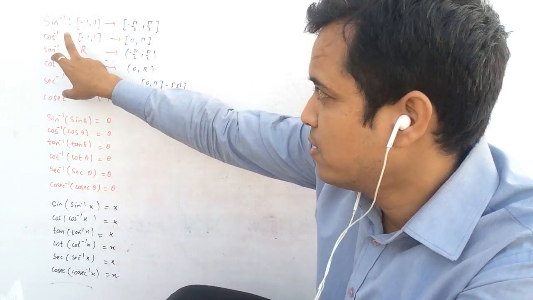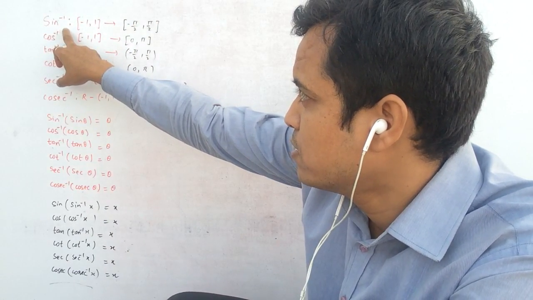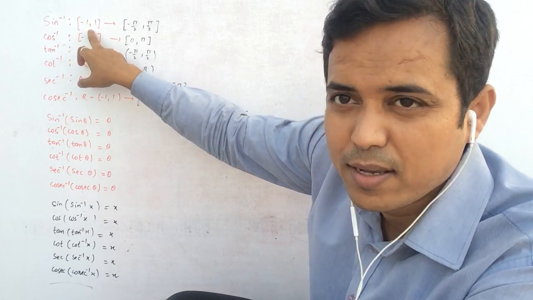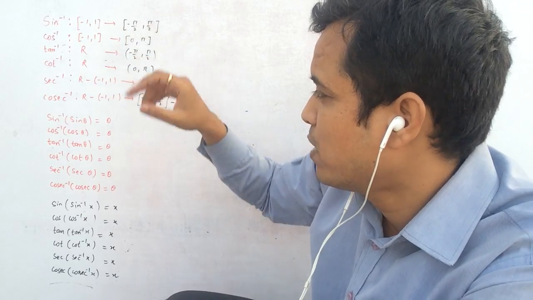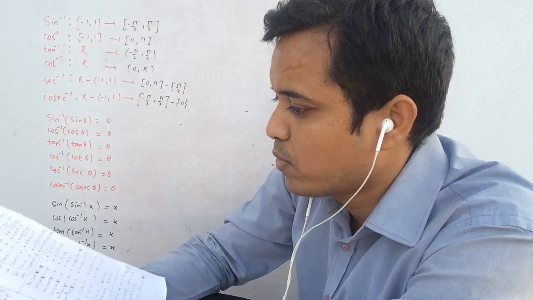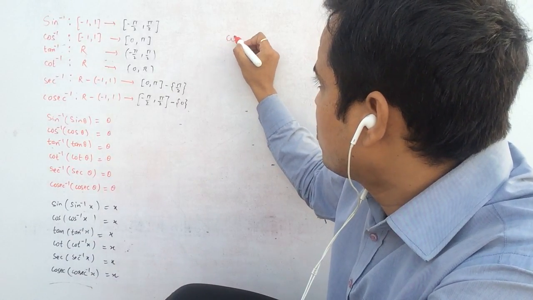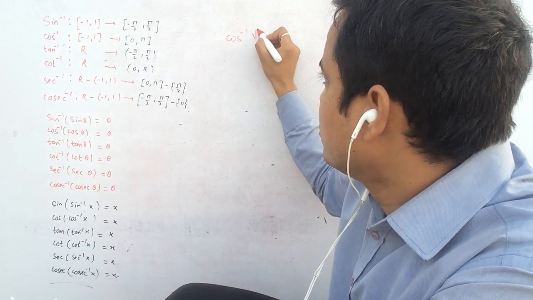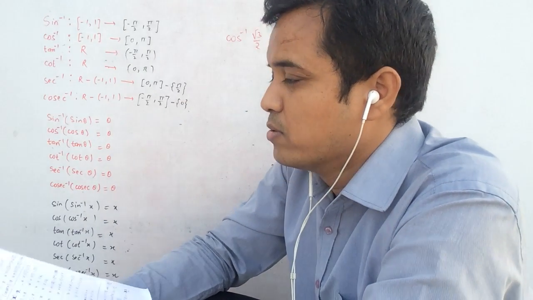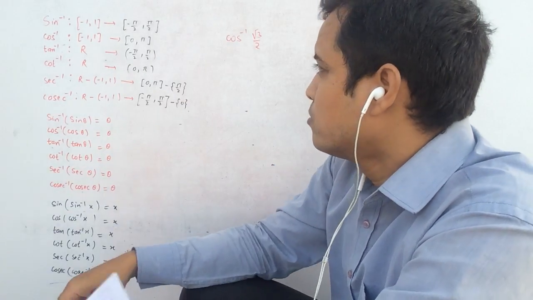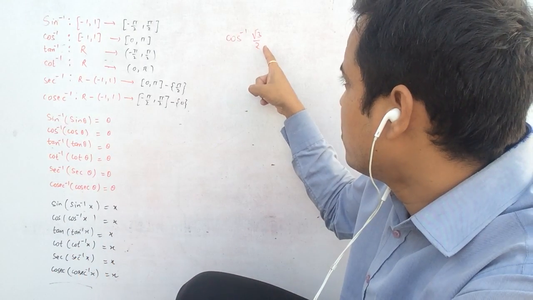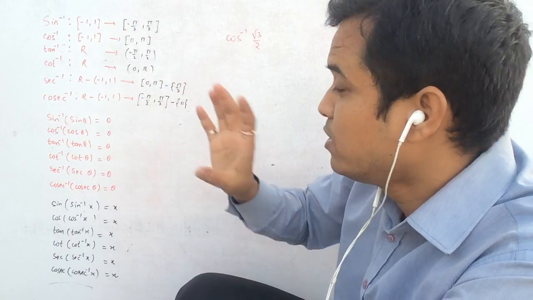For example, the sine inverse function has domain -1 to 1 and codomain minus pi by 2 to pi by 2. So let's understand with an example. If I give you a question, solve cos inverse root 3 by 2. If you want to solve this question, you need to know whether root 3 by 2 comes from the domain or codomain. You need to learn this.